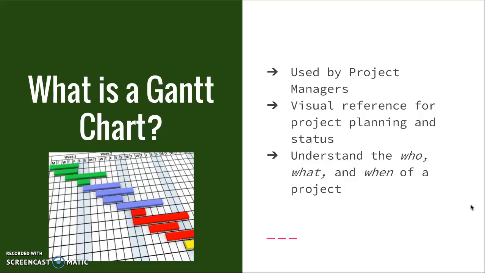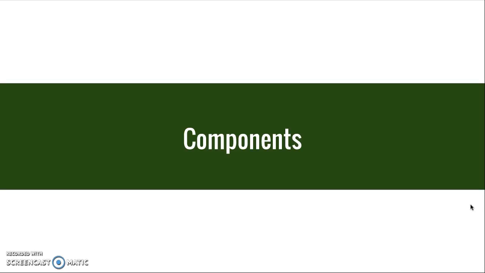These charts are visual references during project planning and project work. The idea being that anyone can take a look at this chart and know who's involved, what the status of projects is, and when things are going to start or end. It's helpful to think of the Gantt chart as having three major components: the task list, the chart itself, and the updates that are made to the chart.